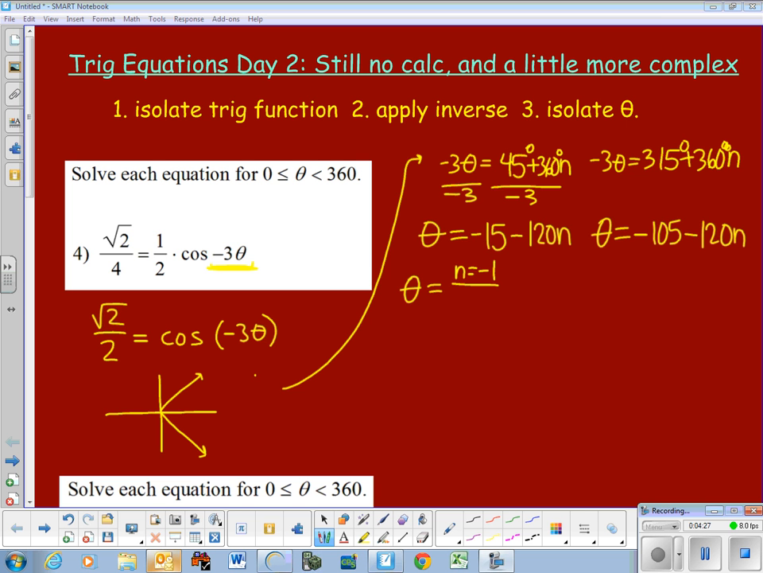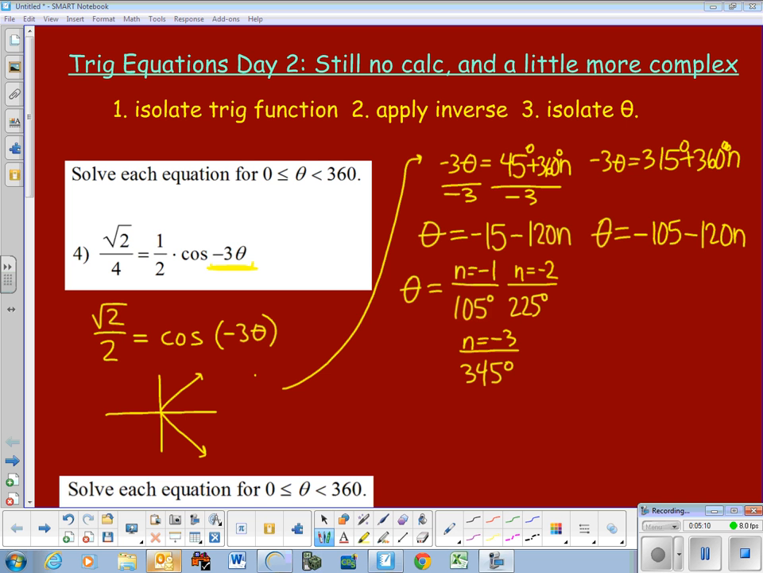So if n is negative 1, then I end up doing negative 15 plus 120, which gives me 105 degrees. If n is negative 2, then I'm going to add, because again, negative, negative, I'm going to add another 120, which gives me 225 degrees. And I'm going to keep going until I get up to 360. If n is negative 3, then I'm going to add another 120, which gives me 345 degrees.